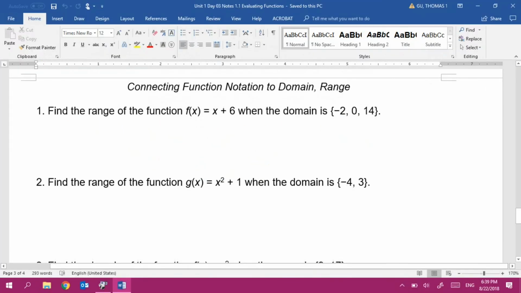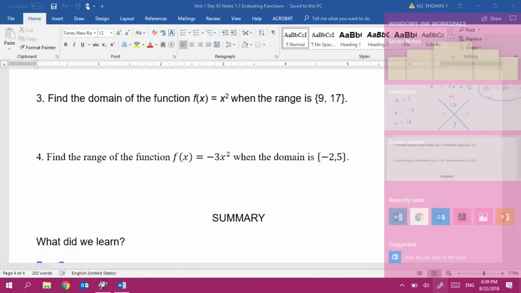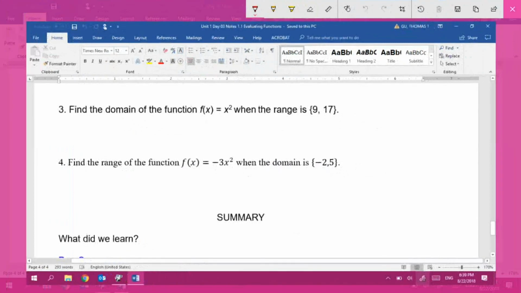Perfect. Now the last thing we need to know how to do is this. Look at number 3 right here. This time we're not looking for the range. We are looking for the domain. Oh my goodness, we're going backwards. They told us the range, 9 and 17. Remember, the range is the output, and the output is f of x. So instead of plugging this into the x part, we're going to put this into the f of x. We're going to substitute that in for f of x. So watch, it's going to be like this.